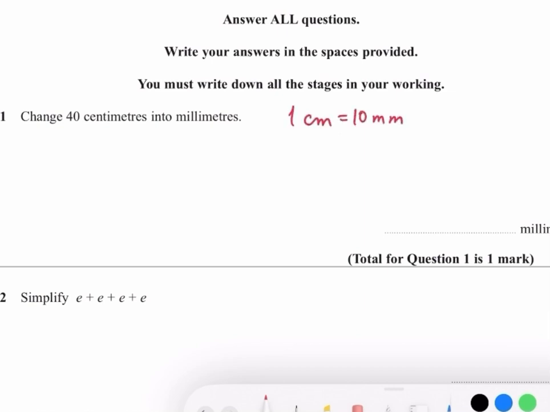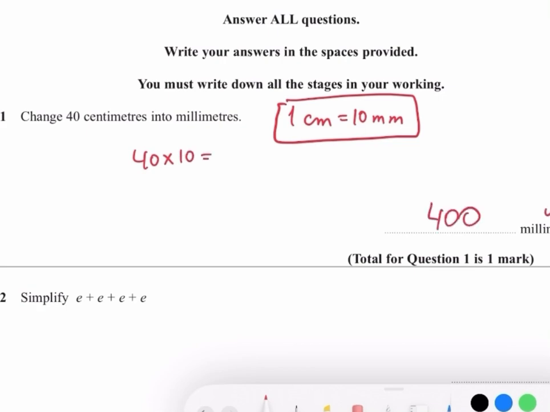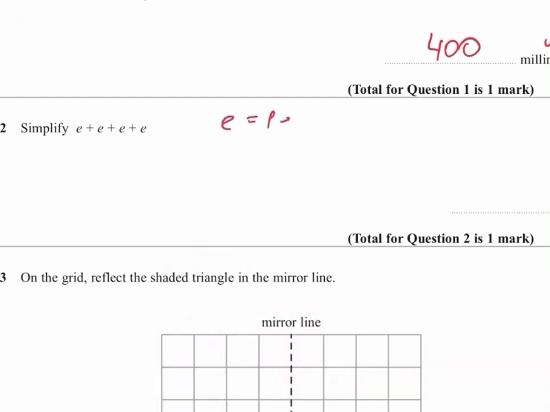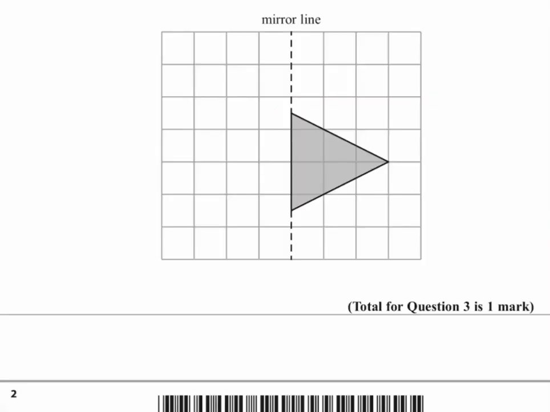The first one, change centimeters into millimeters. You should know by heart that 1 centimeter has 10 millimeters. In case you forget, look at the ruler in the exam. So that is times 10, 400. So when you add like terms, you have to add the numbers at the front. There is no number, but it assumes it's 1 there.